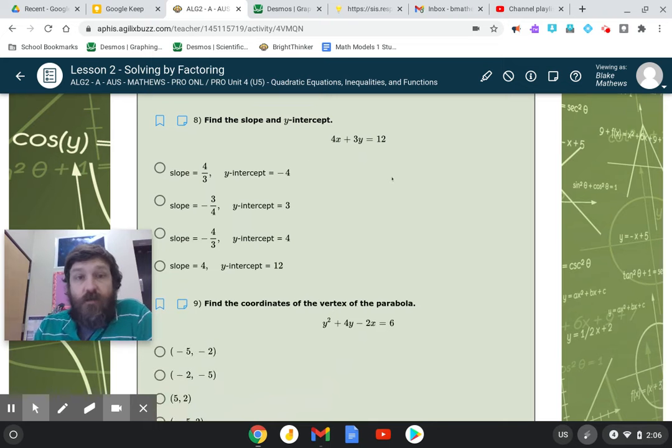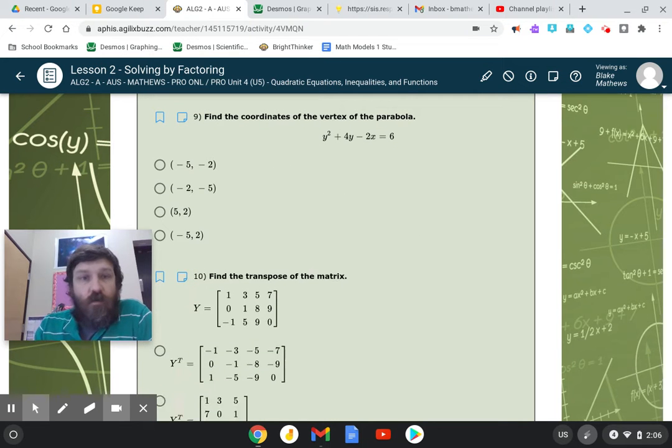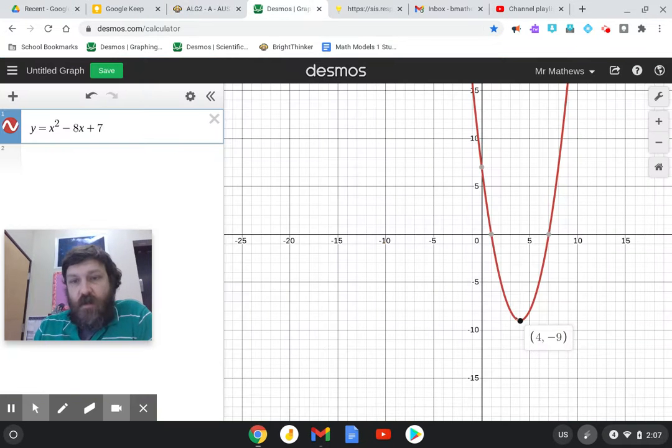Find the slope and y-intercept. You can graph this as well and find the slope and y-intercept just by looking at the graph, or you can convert this into slope-intercept form. You should know how to do that from previous units. Finally, 2 more, find the coordinates of the vertex. We just talked about that. Find the graph of this function and then identify the vertex of the parabola.